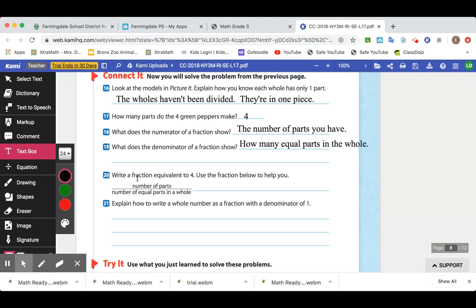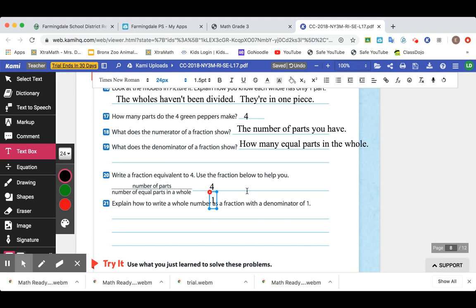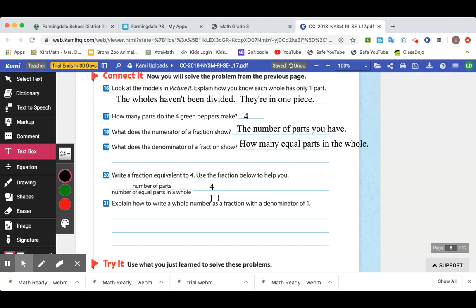All right, so it says write a fraction equivalent to 4. Use it to help. So we want the number of parts at the top and the number of equal parts at the bottom. So how many of those green peppers did we have? We had 4. And how many equal parts were each pepper? 1, right? So we should have 4 over 1. Let me write it over here so you could see it better. 4 over 1 is another way to write 4.